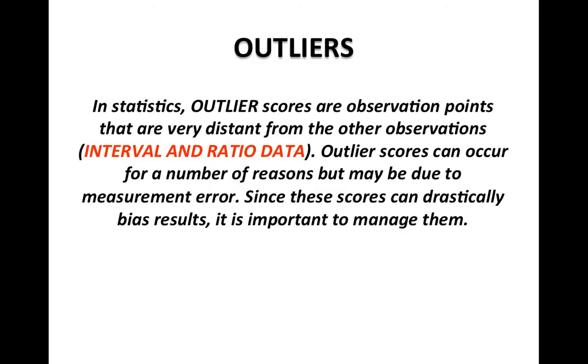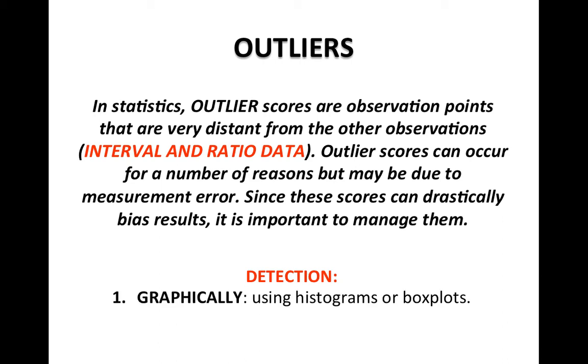Next, we need to deal with our outlier scores. So outliers are observation points that are very distant from the other observations, and this applies only to interval and ratio data. So they can occur for a number of reasons, but they may be due to measurement error. Since outlier scores can drastically bias results, it is important to manage them. So for detecting outliers, we can either do it graphically using histograms or box plots, or we can do it statistically using the Z distribution.